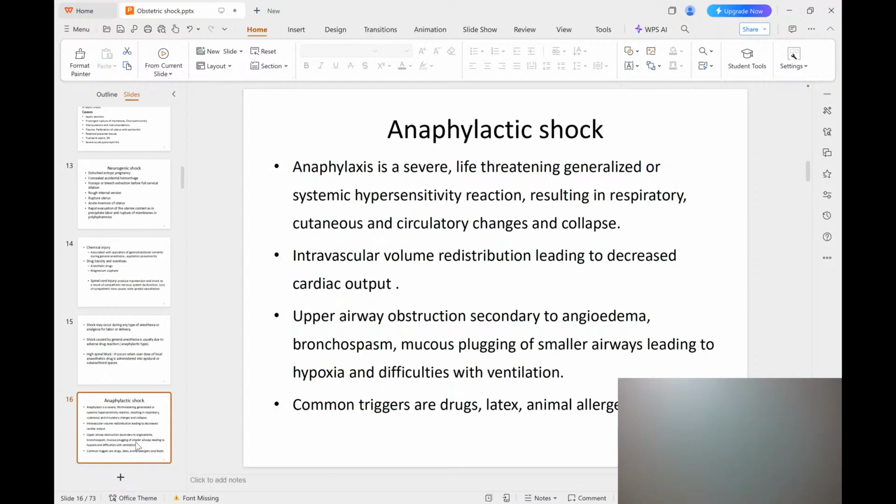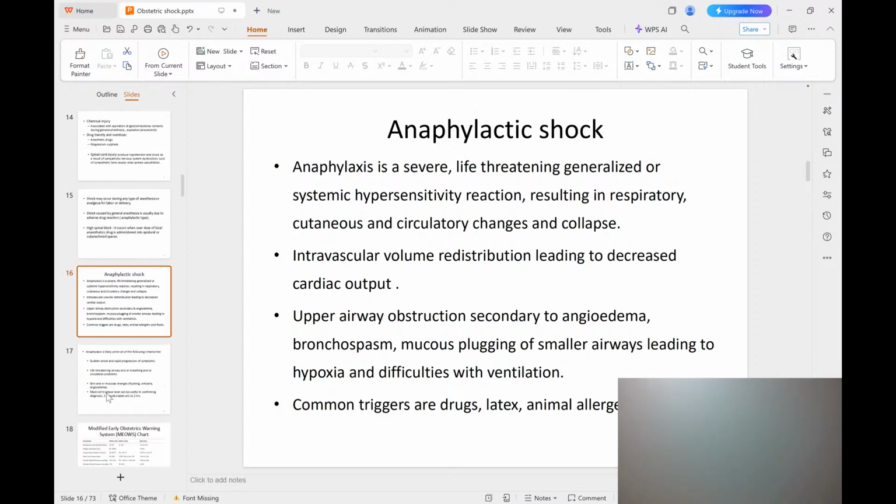And anaphylactic shock is a severe, life-threatening, generalized, and systemic hypersensitivity reaction which will cause respiratory, cutaneous, and circulatory changes and lead to collapse. So there will be intravascular volume redistribution, which will cause decreased cardiac output. Upper airway obstruction will occur due to angioedema, bronchospasm, and mucus plugging of smaller airways, leading to hypoxia and difficulties with ventilation. Common triggers are drugs, latex, animal allergens, and foods.